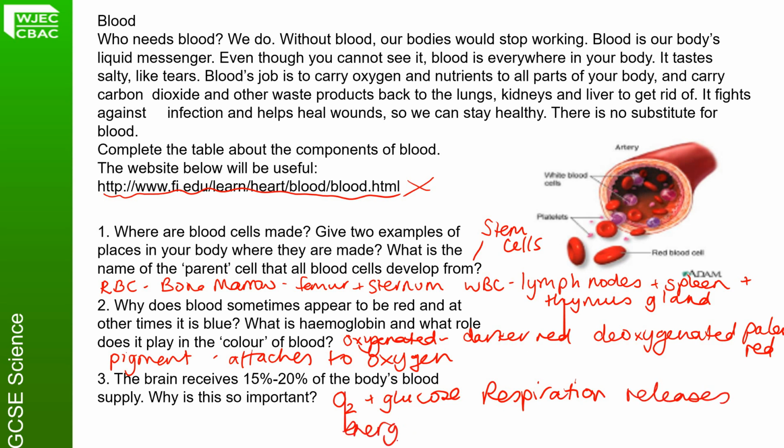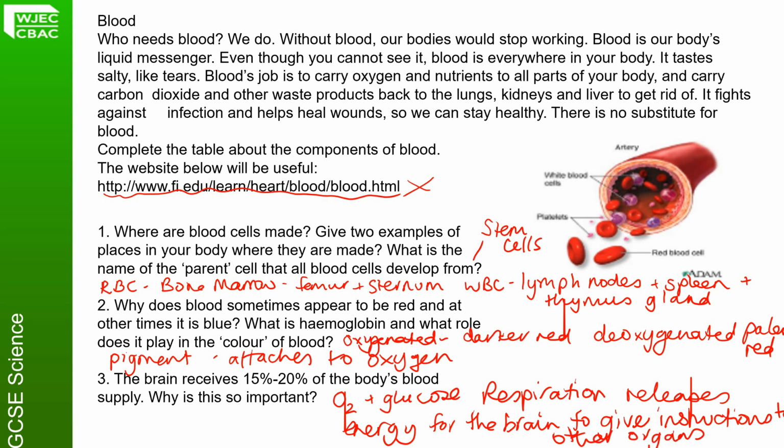And why do we need the brain to be respiring? Because the brain is often telling all the other parts of the body what to do, to tell the heart to beat and to control breathing and things like that. So it releases energy for the brain to give instructions to the other organs, in particular keeping the heart beating and the lungs breathing.